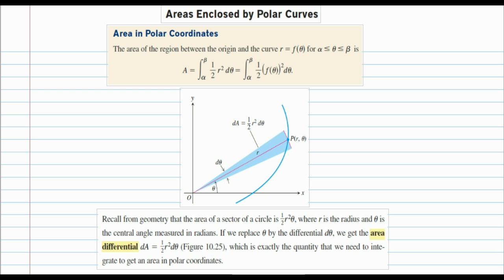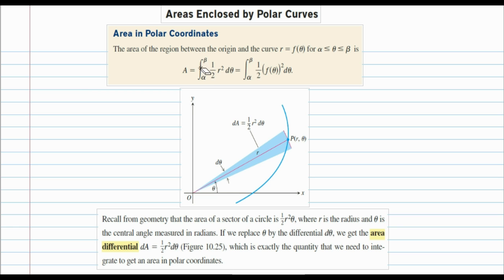This paragraph on the bottom says, recall from geometry that the area of a sector of a circle is 1/2 r squared theta, where r is the radius and theta is the central angle measured in radians. So if we replace theta by the differential d theta, a little change in rotation, we get the area differential dA equals 1/2 r squared d theta. That is the little change in area as theta changes, which is exactly the quantity we need to integrate to get an area in polar coordinates.